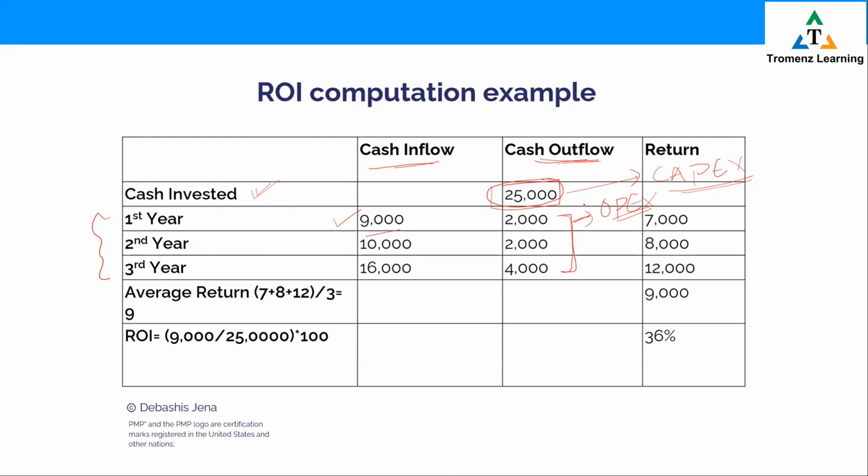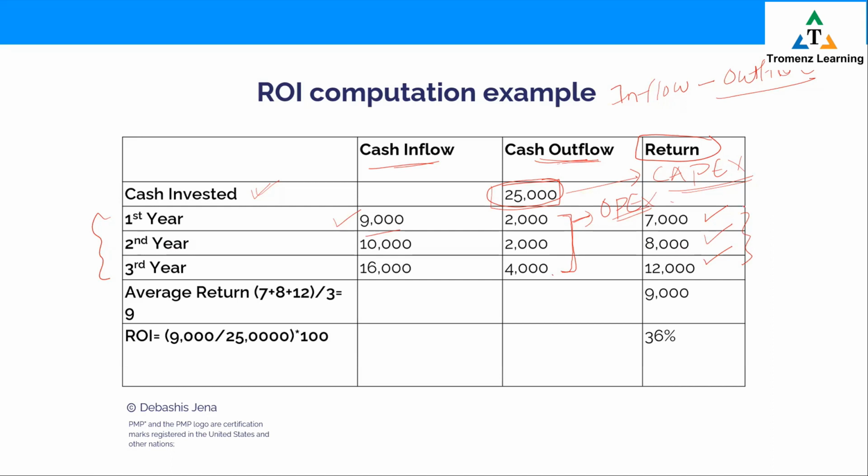See, how would you calculate ROI? First thing, you would calculate the return. Return is equal to inflow minus outflow. That is your revenues minus your expenses. So you see year one, what is the return? 7,000, 9 minus 2. Year 2, 10 minus 2, 8,000. Year 3, 16 minus 4, 12,000. So here are the year-wise returns we have calculated. Return, not profit.